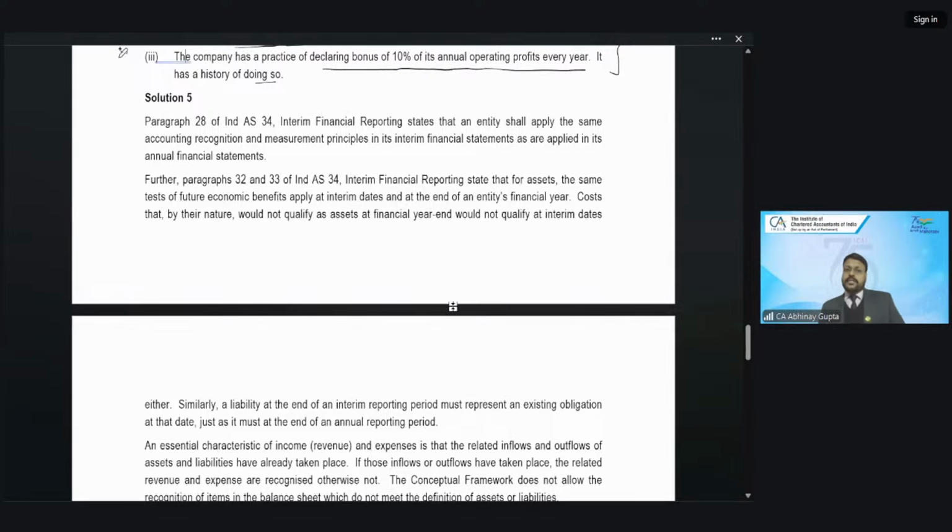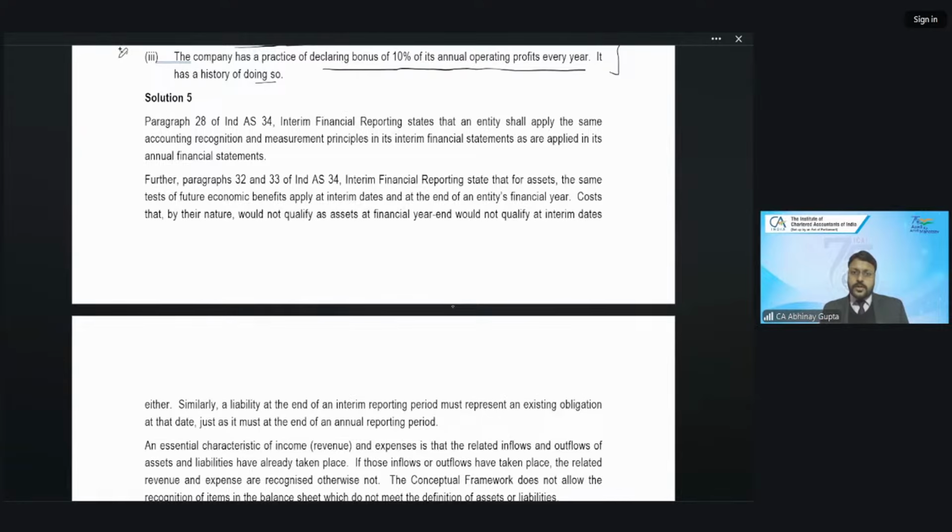Paragraph 28 of Ind AS 34 interim financial reporting states that an entity shall apply the same accounting recognition and measurement principles in the interim financial statements as are applied in its annual financial statements. Right? As I previously mentioned, Ind AS 34 is nowhere different in terms of recognition and measurement from what we do in Ind AS 1 for the annual financial, right? So recognition measurement principles are same.